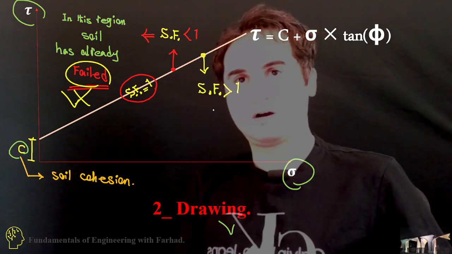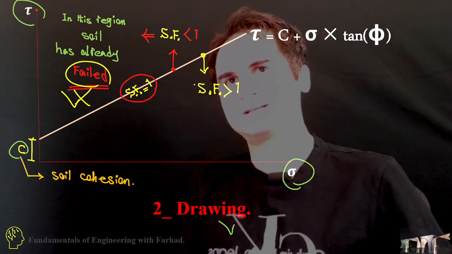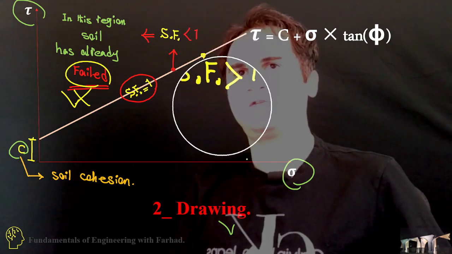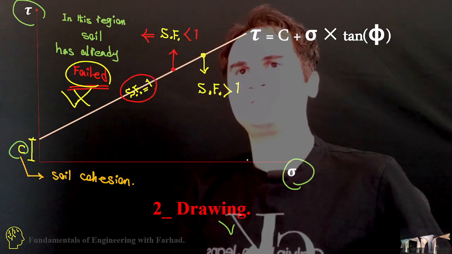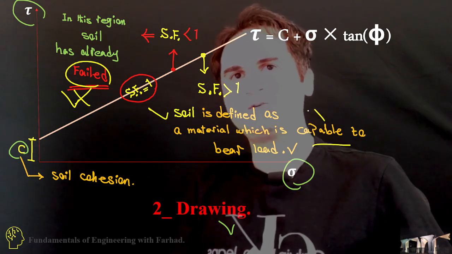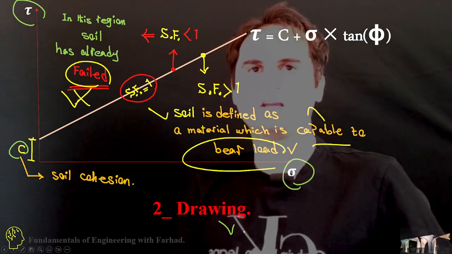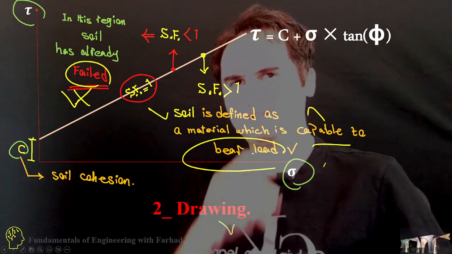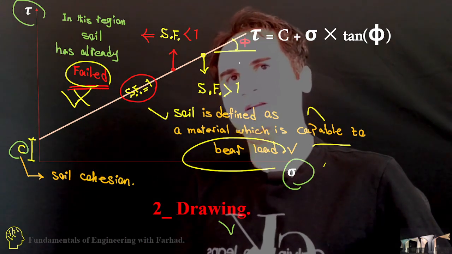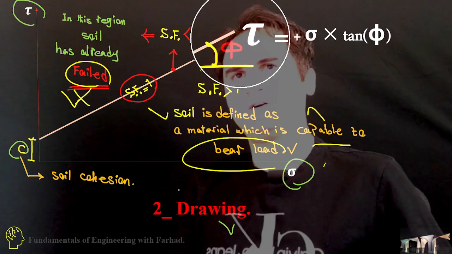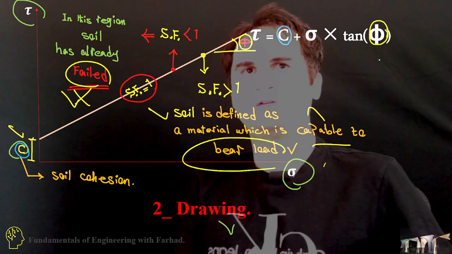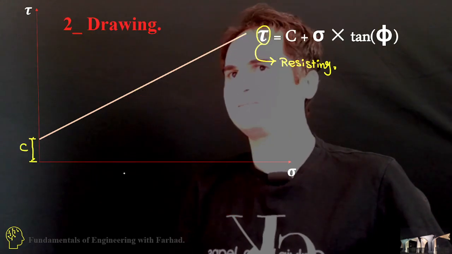All we have as bearing capacity of soil is below this line, where the safety factor is more than 1. So one can say below this line, we can define the soil as a material which handles the bearing load, which is capable of handling the force. And definitely this is the internal friction angle, and that's the cohesion of soil, which is in the strength formula of soil.